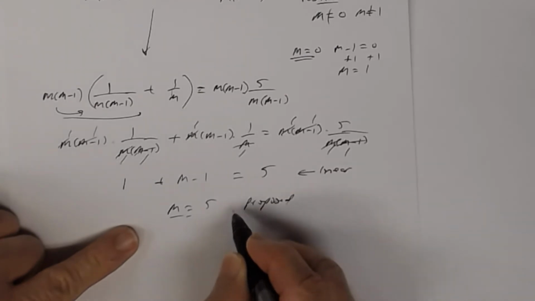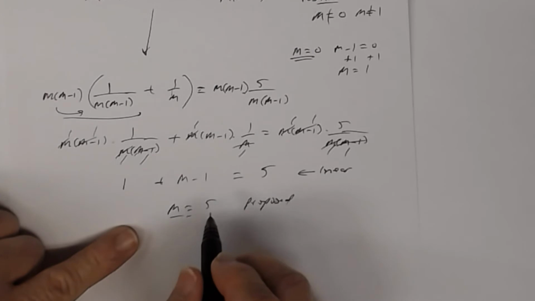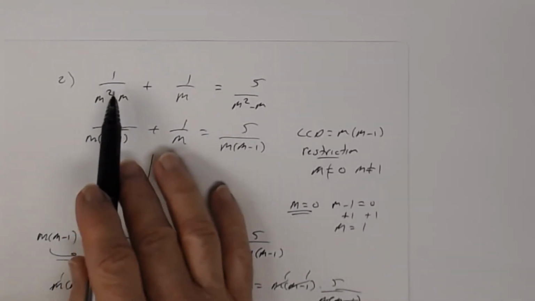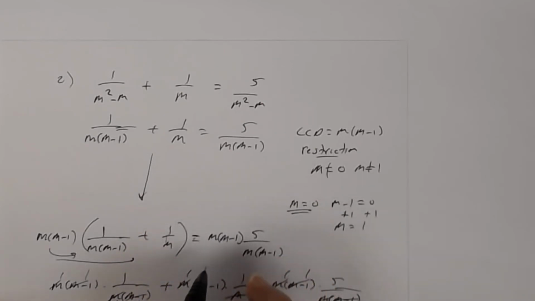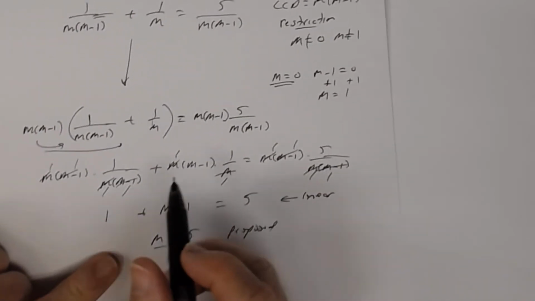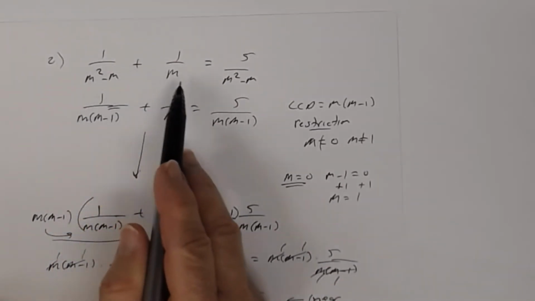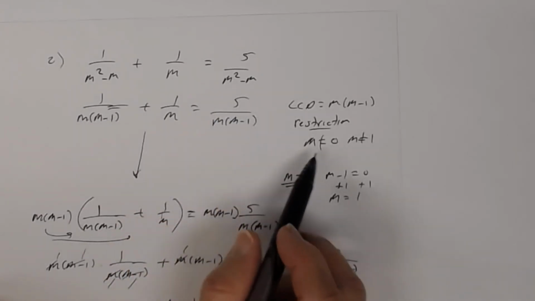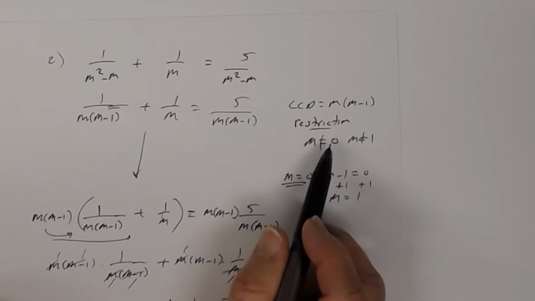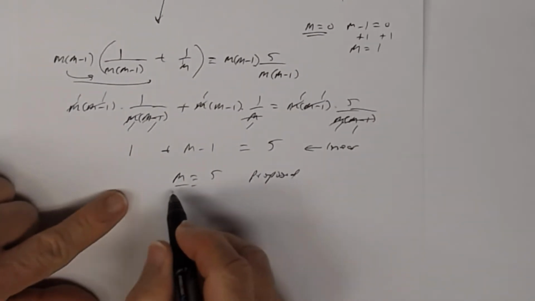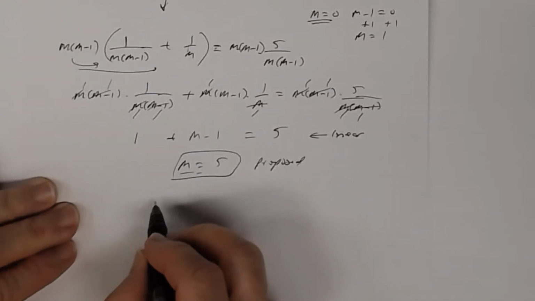So I know that 5 is a solution to this linear equation, but is it a solution to the original rational equation? You have to make sure that m equal 5 does not make your denominator 0. All you have to do is look at your restrictions. Is 5 a restriction? No, because the only restrictions are 0 and 1. So this proposed solution is a solution.